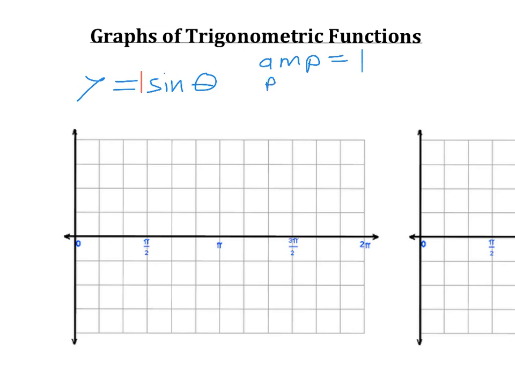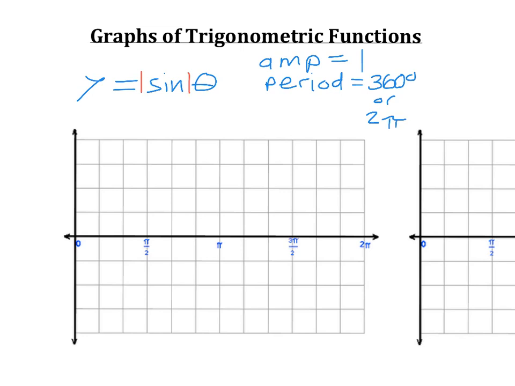The period for sine and for cosine is usually 360, and for this parent function it's 360 because there's another invisible 1. This is your b value right there. So you take the b value and that goes underneath 360. So the period is 360 degrees or 2 pi radians.